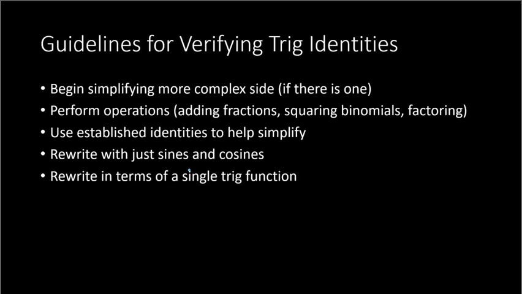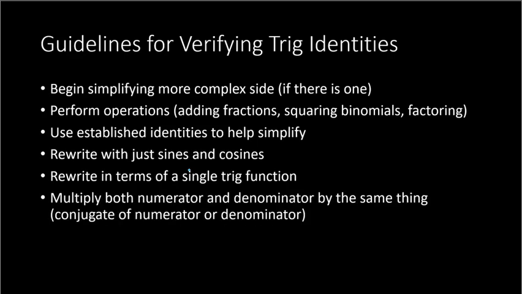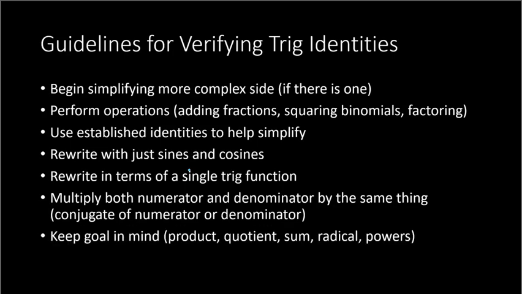Another guideline we can use is we can multiply both numerator and denominator by the same thing, or by the conjugate of the numerator or denominator. So we can do multiplication in that manner to help get to, to verify the identities. And then just in general, keep the end goal in mind. So try to figure out where we're trying to go, see where we're trying to end up, and then think through a process to get to that point. So don't just do things blindly, but kind of see where we're trying to go with things.